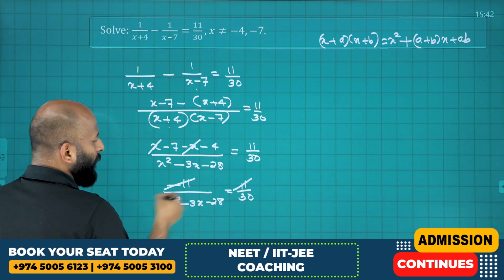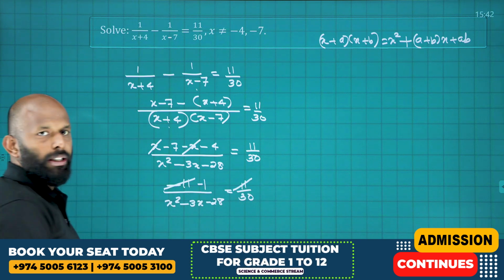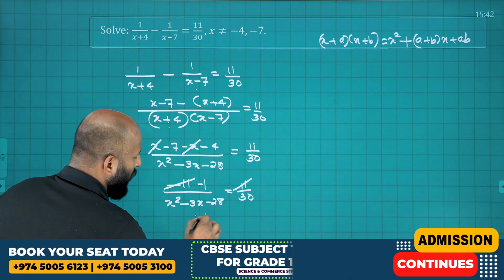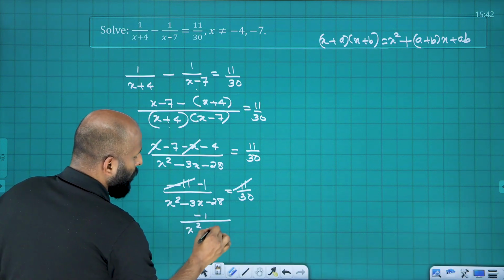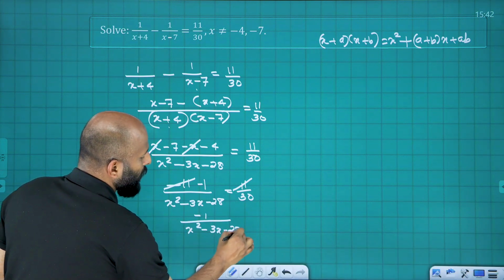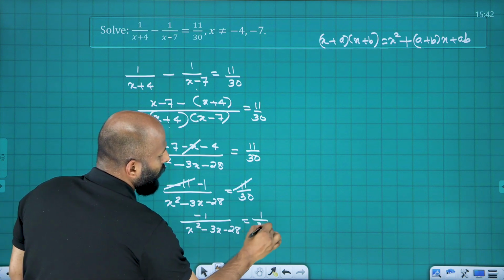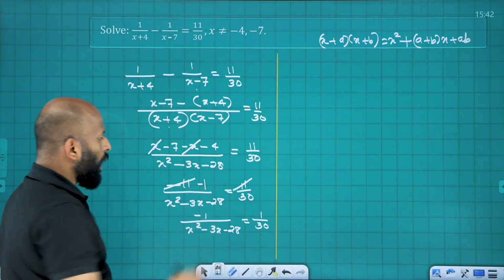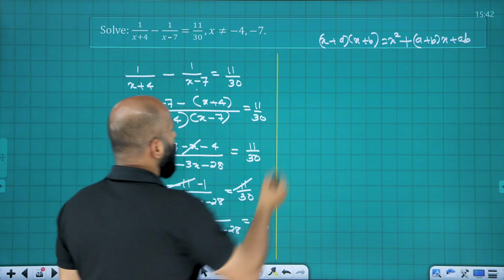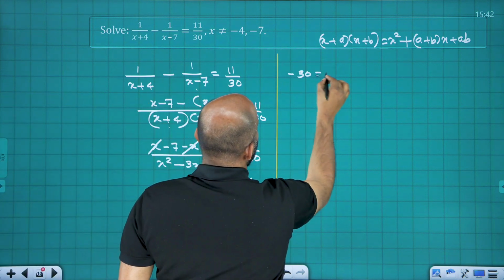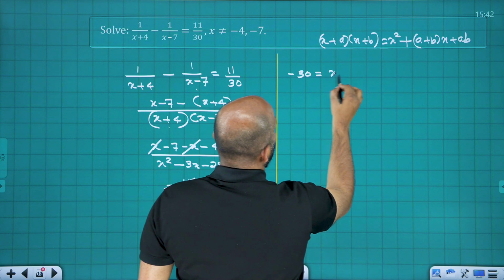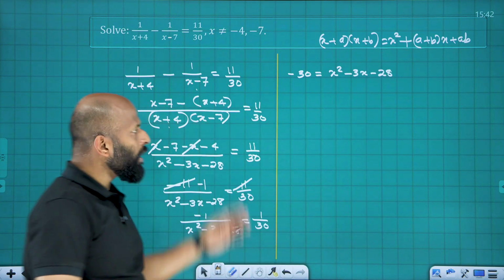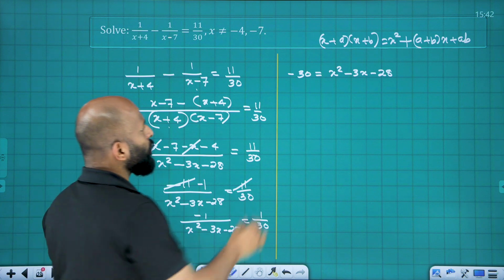So 11 and negative 11 cancel, we get minus 1 divided by x square minus 3x minus 28 is equal to 1 divided by 30. Now we can cross multiply. When we cross multiply, minus 30 is equal to x square minus 3x minus 28. Now minus 30 we can take to the right side.